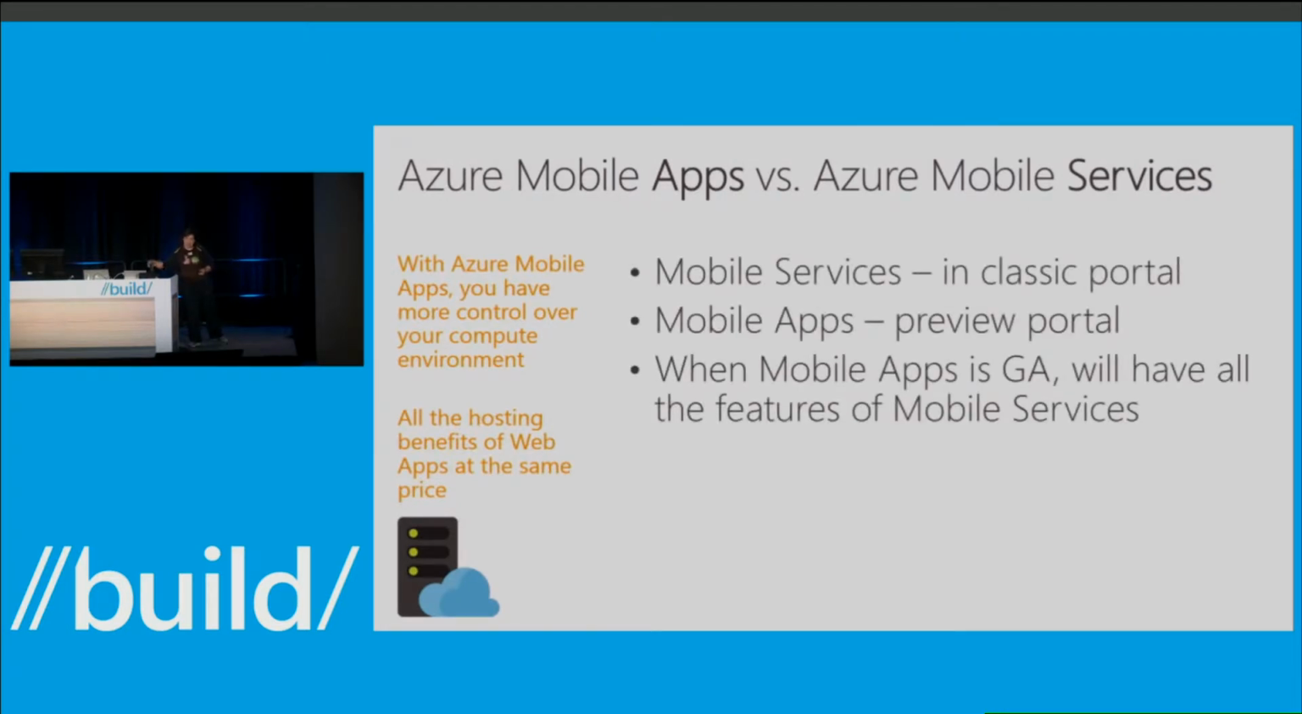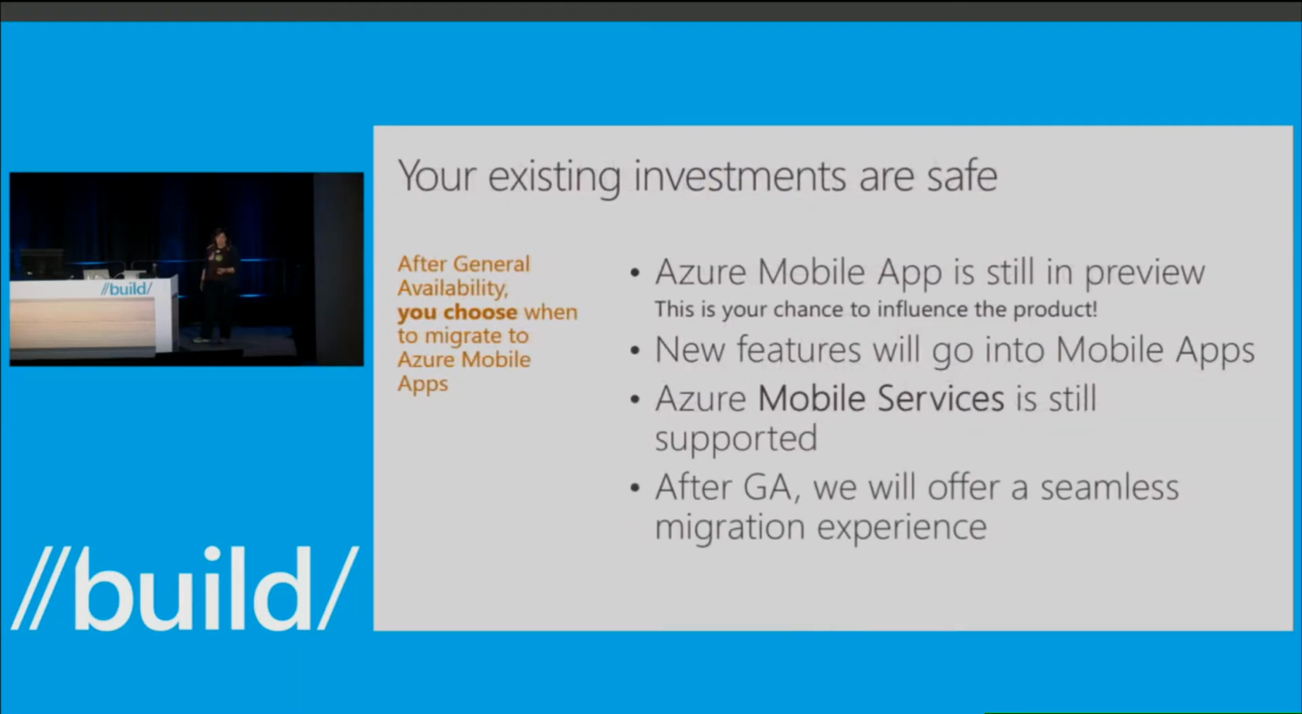So right now, mobile services is only available in the Classic portal. And it supports both Node and .NET backends, as you know. Mobile apps right now only supports the .NET backend through a server SDK. Node support is coming. Once we GA Azure mobile apps, we will have all of the features of mobile services, plus many more. And at that time, you can choose what you want to do in terms of migration.